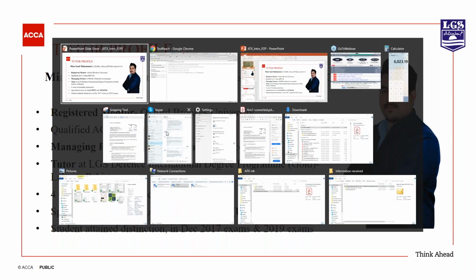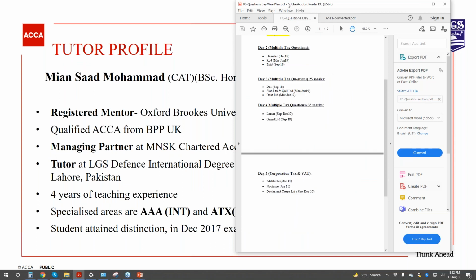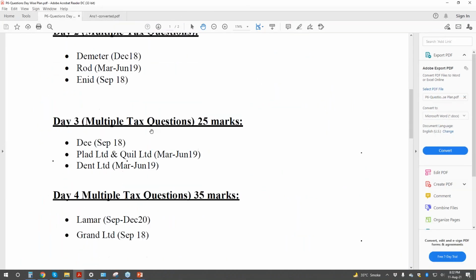What is the schedule of today? So guys, for day 3 we have one question called D, that is from the September 18 attempt. Then we have Plot Limited and Quill Limited, that is from March to June 19. And then we have Dent Limited, that is from March to June 19.